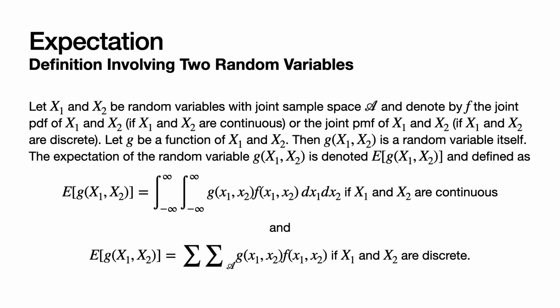If x1 and x2 are continuous so that f represents their joint PDF, then the expected value of g of x1 and x2 is defined to be the double integral over the plane of g of x1 and x2 times f of x1 and x2. If x1 and x2 are discrete, then the expected value of the random variable g of x1 and x2 is defined to be the double summation over the entire joint sample space, script A, of the product g of x1 and x2 and f of x1 and x2.